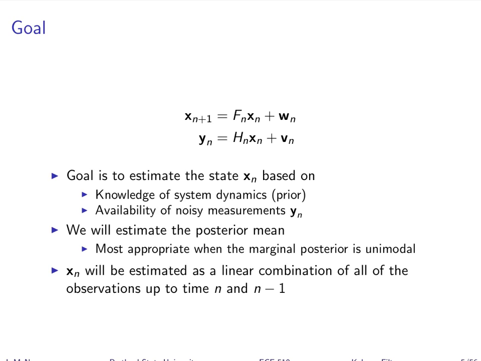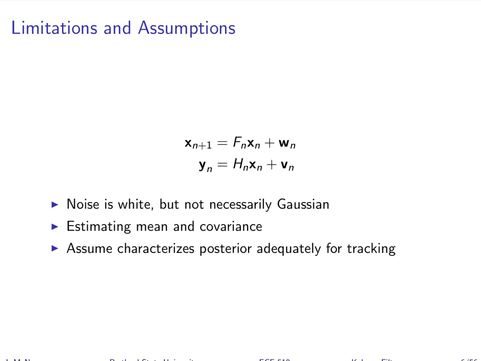And we're going to estimate x[n] as a linear combination of all the observations, so of all of these measurements, up to both time n and time n minus 1. I'll say more about that in a minute. So the noise is white. It doesn't have to be Gaussian to use the Kalman filter. It's a common misconception that you're limited to Gaussian noise. It still works well even if you don't have Gaussian noise.